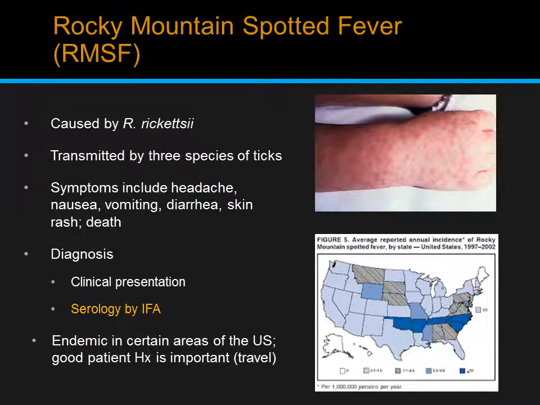The illness, RMSF, is caused by Rickettsia rickettsii, transmitted by 3 different species of ticks. Symptoms include headache, nausea, vomiting, diarrhea, skin rash, death. Diagnosed via the clinical presentation. I'm told the rash is somewhat characteristic. And of course, where the patient lives, where they might have visited in recent times, patient history becomes very important in these. We can diagnose them today by immunofluorescent assay.